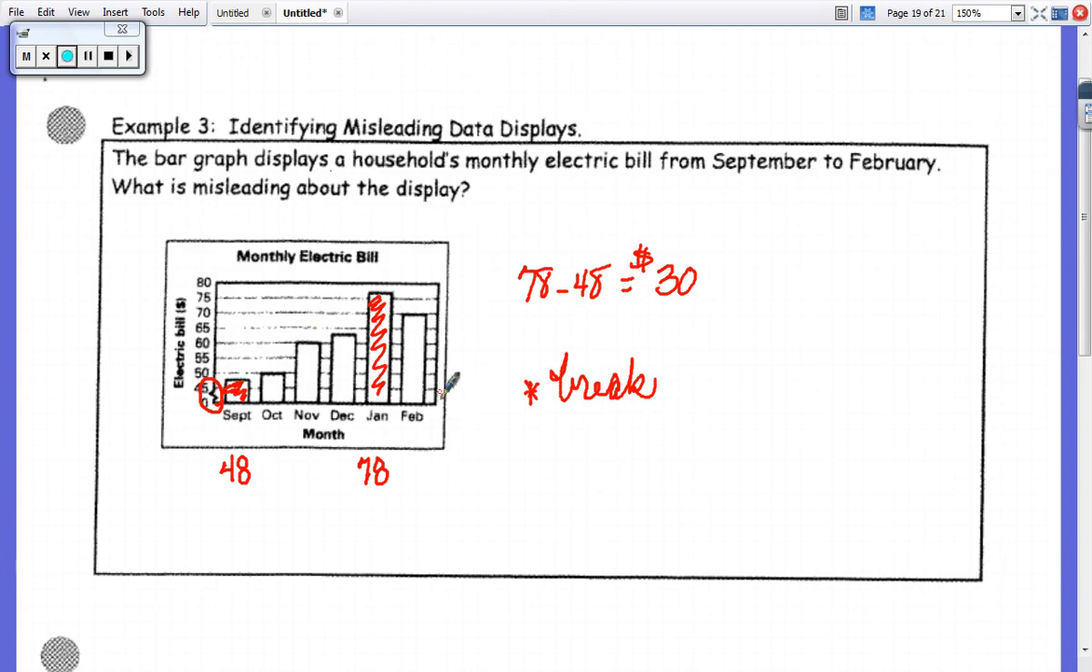It's misleading. Also, the numbers on the left column, or the y-axis, are pretty far apart. If you wanted it to look more realistic, you might have used like 50, 60, 70, 80. But by using fives like 45, 50, 55, 60, that spread the graph out and made it look like a different display than it is. Okay, anything else? That's it.